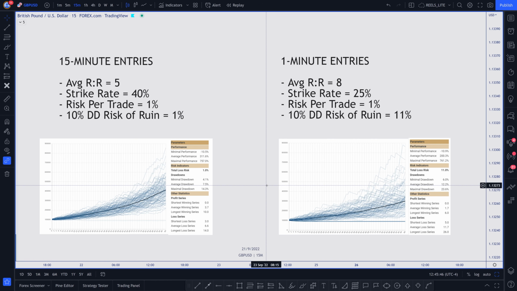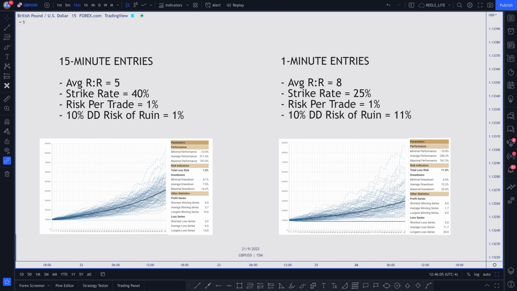and just try to assess what your average R is, what your strike rate is, and you can enter it into this equity curve simulator. I'll leave a link in the description so you guys can play around with it. But it'll give you an idea of what your total loss risk is, right?